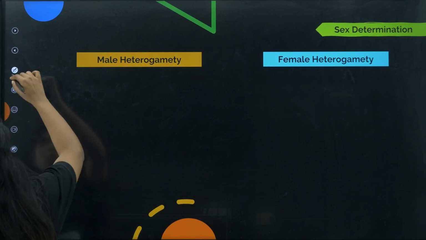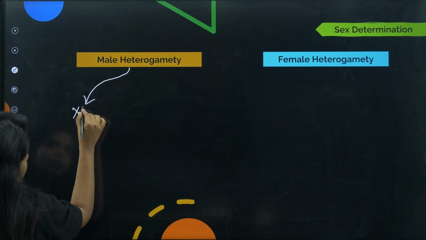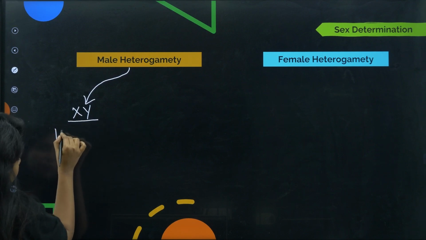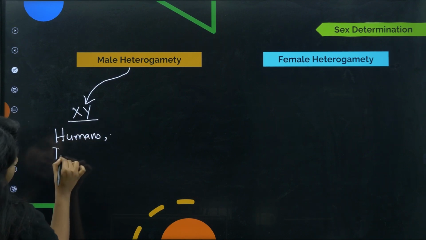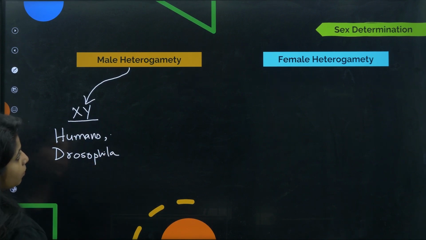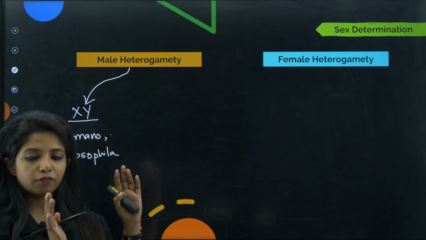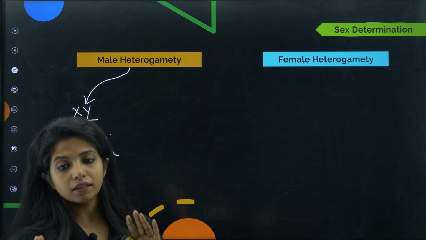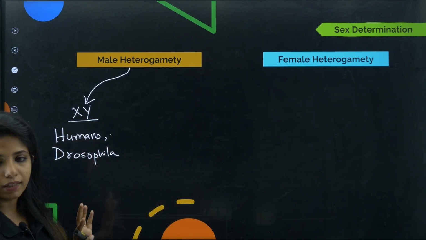So let's see what the other examples are. One example of male heterogamy is XY, which is there in humans and it's there in Drosophila. Remember Drosophila melanogaster, we studied about it, the fruit fly. So humans and Drosophila, both of them, in the females they have XX and in males they have XY. So they have two types of gametes being produced by the males, which is why that is an example.